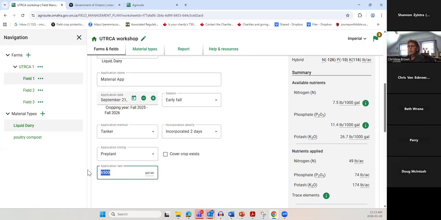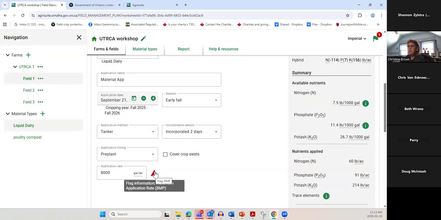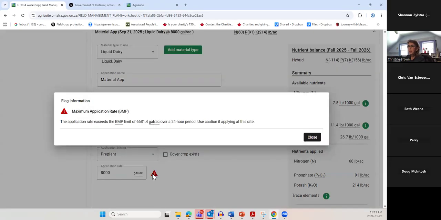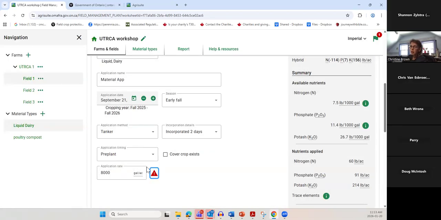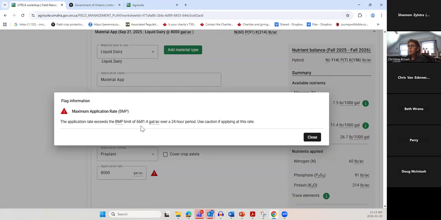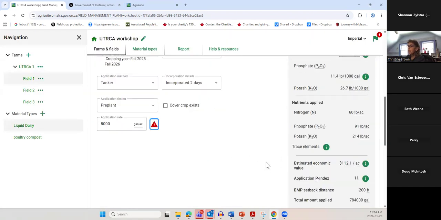So let's say I was going to add 8,000. Do I get any red flags? The red flag says that that's past the rate over a 24-hour period. So it depends on what the weather conditions are. It's basically just saying if you're applying that rate, make sure you're not going to get runoff. Make sure that if possible, it's infiltrating and incorporated as quickly as possible. What is that rate? Anything over 6,500 basically. We're going to live with that red flag for the time being.